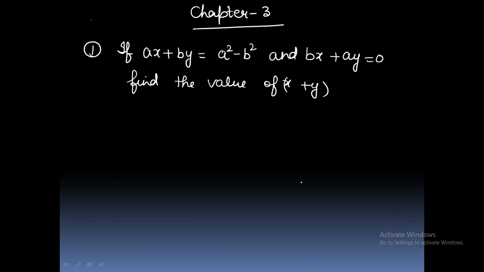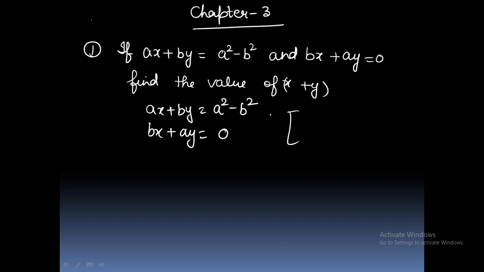Now the next chapter is pair of linear equations in two variables. The first statement is: if ax plus by is equal to a raised to power 2 minus b raised to power 2, and bx plus ay is equal to 0, you have to solve it. We can solve it by the adding method. This is your first equation. This is your second equation.